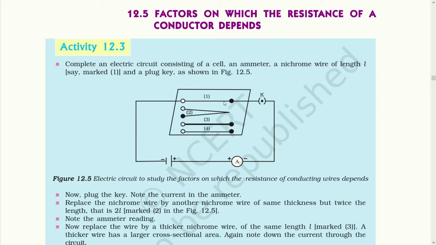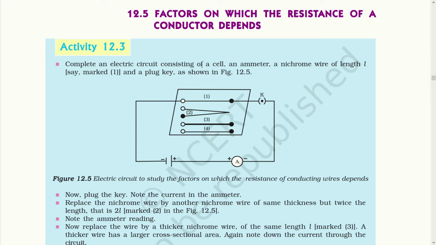First, a nichrome wire is taken with an appropriate length. In the second condition, the nichrome wire has double the length of the first. Third, the area of cross section of the same material, that is the nichrome wire, has been doubled. And fourth, the material has been changed. That means you have to take another type of conductor instead of nichrome wire. Let's read the activity for better understanding.